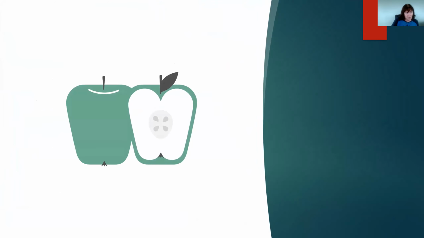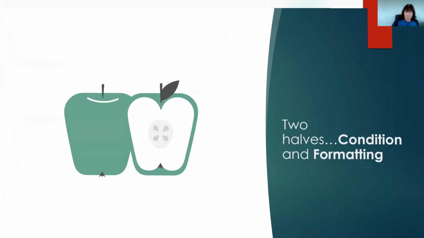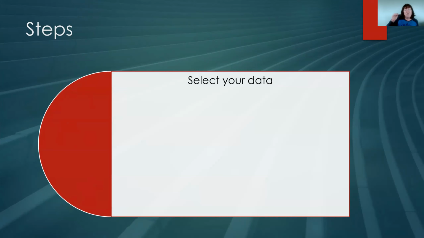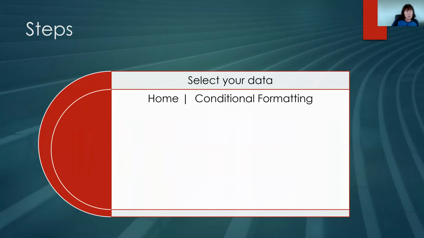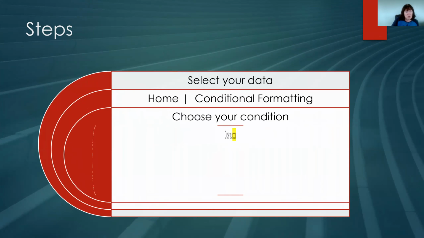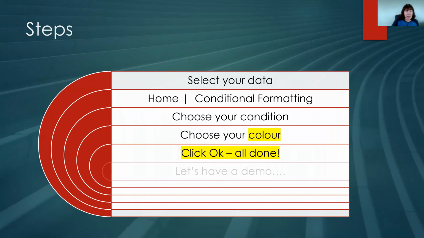Now, for conditional formatting, or as I like to call it, cosmetically enhancing your data, it's got two halves: condition and formatting. The steps are, first of all, you select your data, but even before that, it's a good idea to get clear on what am I asking here? What do I want to show? You go to Home, Conditional Formatting, choose your condition, choose your color, click OK, and hey presto, it's all done.